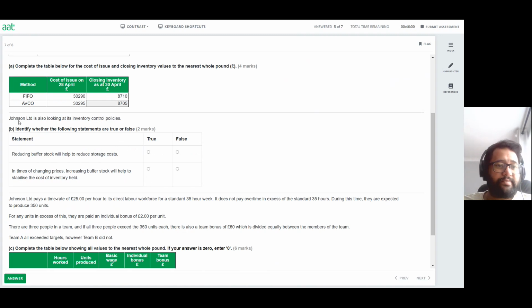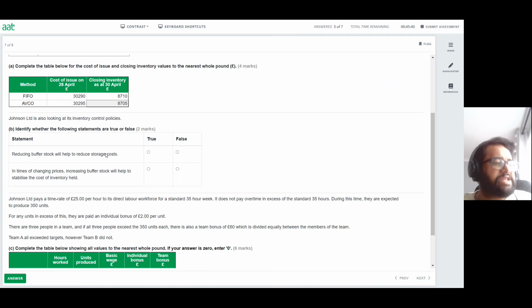The next one is Johnson Limited is also looking at its inventory control policies. Identify whether the following statements are true or false. So here, reducing the buffer stock will reduce the storage cost. What is the buffer stock? Buffer stock is something you keep as a backup.